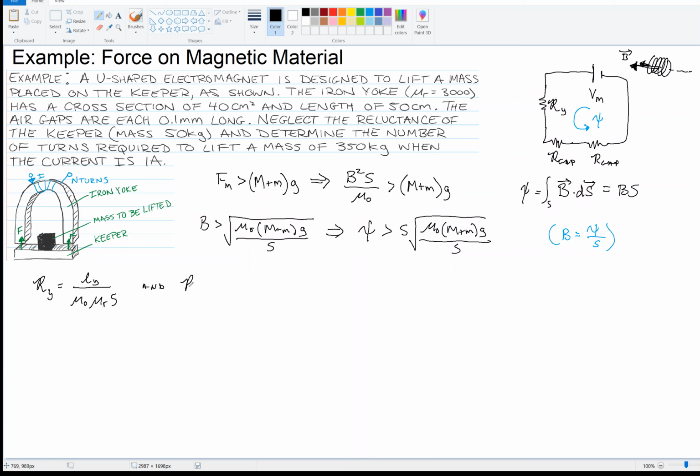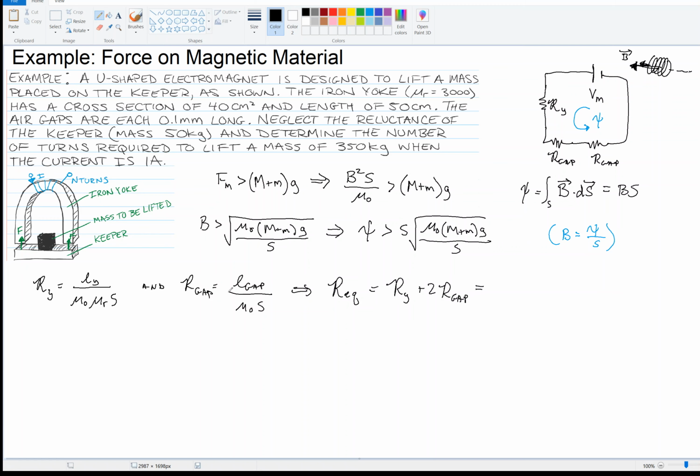And the reluctance of the gap, so this is each gap, is the length of the gap divided by mu 0 S. So of course we have all of that in the problem as well. And so the total reluctance of our circuit, if you will, is the reluctance of the yoke plus 2 times the reluctance of the gap, because all of these reluctances are in series, and series reluctances, or series resistors if you were thinking that way, add together.